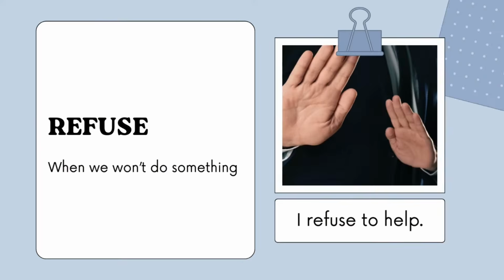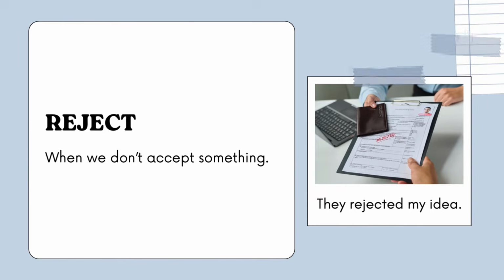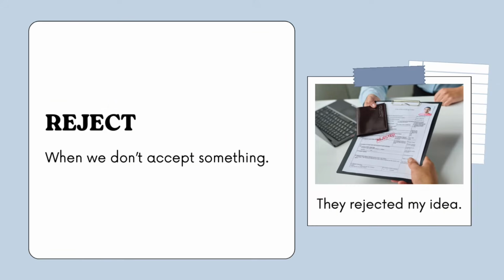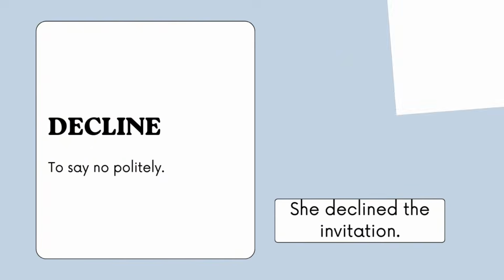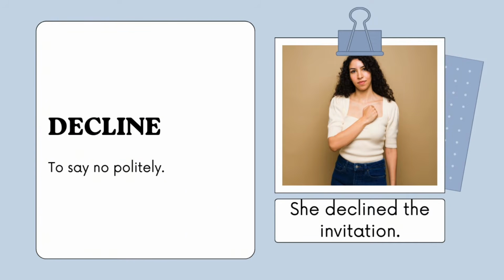So let's recap so far. We have refuse when we won't do something because we don't want to. I refuse to help. We have reject when we don't accept something. They rejected my idea. Then we have deny when we say something is not true. He denied the rumor. And finally, decline when we politely say no. So she declined the invitation.